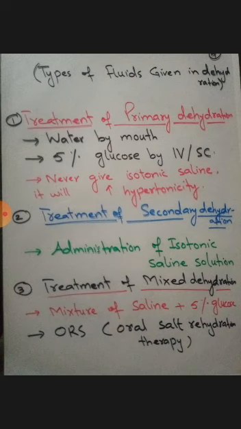Now we see how these cases are treated: primary dehydration, secondary dehydration, and mixed dehydration. Primary dehydration, as this occurs due to the deficiency or depletion of pure water, will be treated by oral intake of water. Hydration will be better, and mild to moderate cases are easily treated at home by only replenishing the water and any fluid that contains pure water.